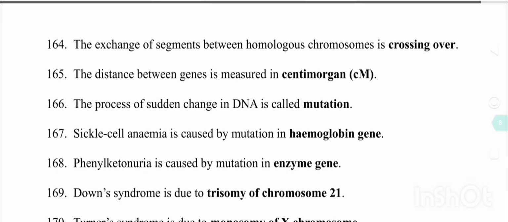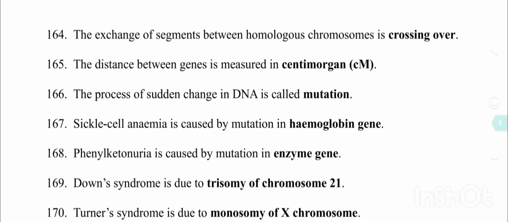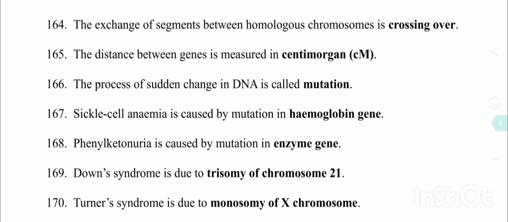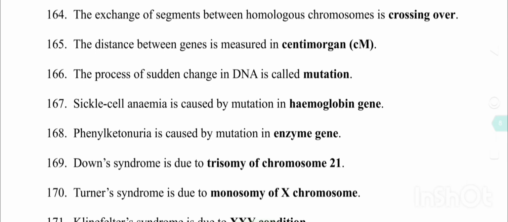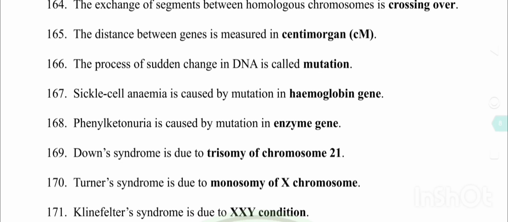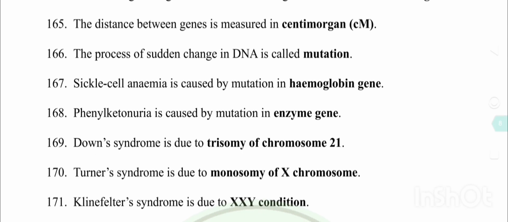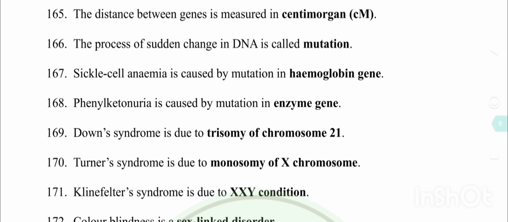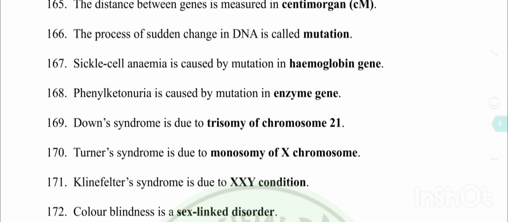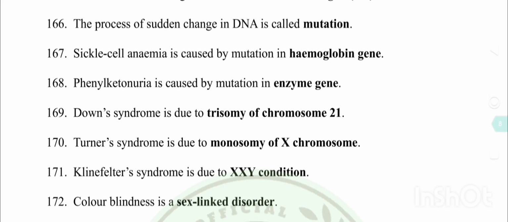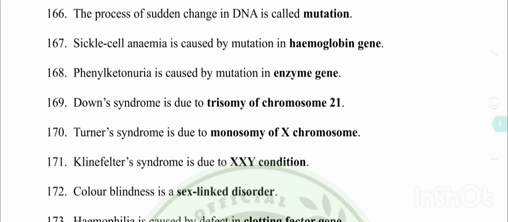166. The process of sudden change in DNA is called mutation. 167. Sickle cell anemia is caused by mutation in hemoglobin gene. 168. Phenylketonuria is caused by mutation in an enzyme gene. 169. Down syndrome is due to trisomy of chromosome 21.